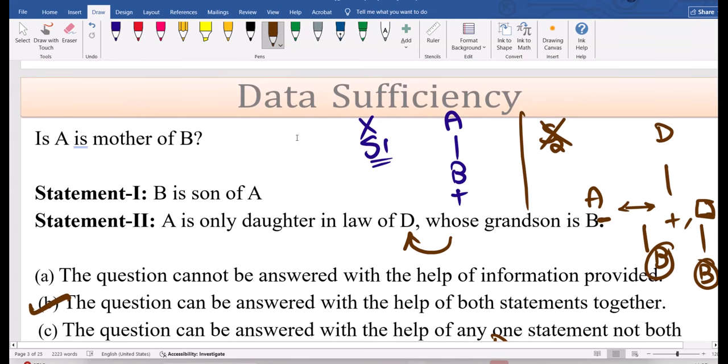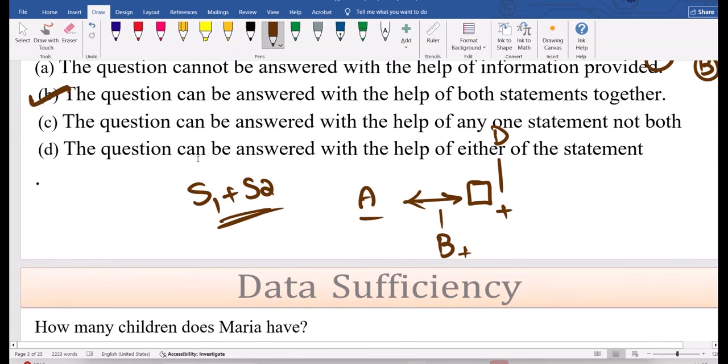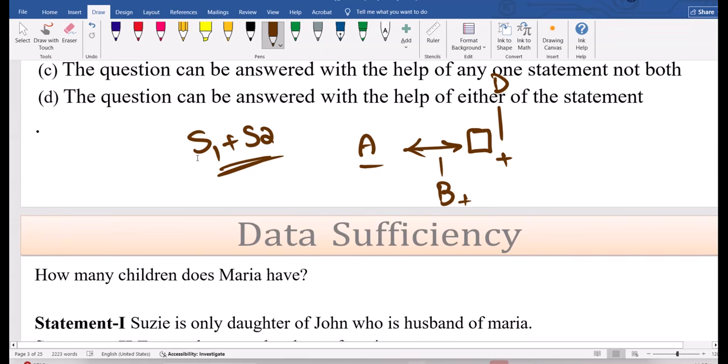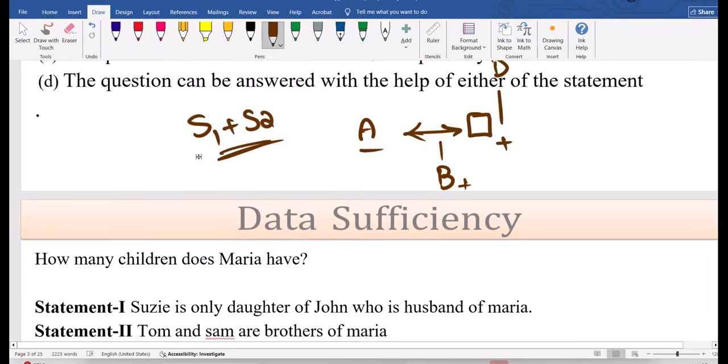Both statements put together. Why did we ignore statement 2 alone? Data sufficiency looks like a very simple topic, but people go with wrong answers. The problem is that you are solving it, but you may end up with a wrong answer. Statement 2 alone, no, I don't have a guarantee. B is the son of A, I cannot say. B is the child of A, I cannot say, as per statement 2 alone. Put together, I can say A is the mother of B. Yes, I can give the answer.